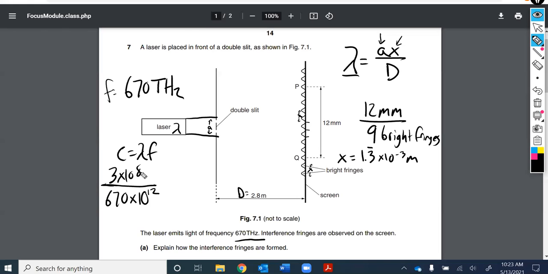So if we divide 3.0 by 10 to the 8, the speed of light, by 670 by 10 to the 12, the frequency, we can get the wavelength lambda. So let's do that. 3 by 10 to the 8 divided by, open parentheses, 670 by 10 to the 12. That's 6.7 by 10 to the 14, so it's in the visible light part of the spectrum. It's 447 nanometers, or your calculator might show 4.48 by 10 to the negative 7. That's the same thing as 448 by 10 to the negative 9 meters, which is 448 nanometers.